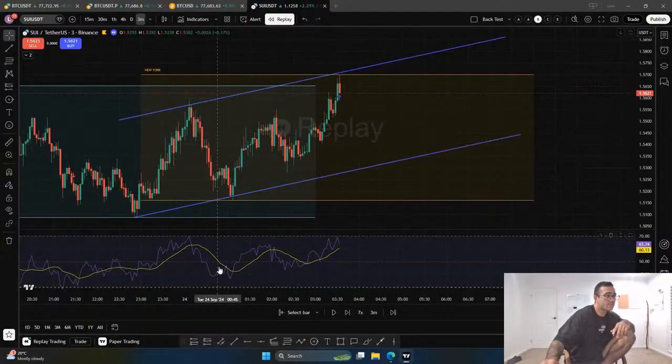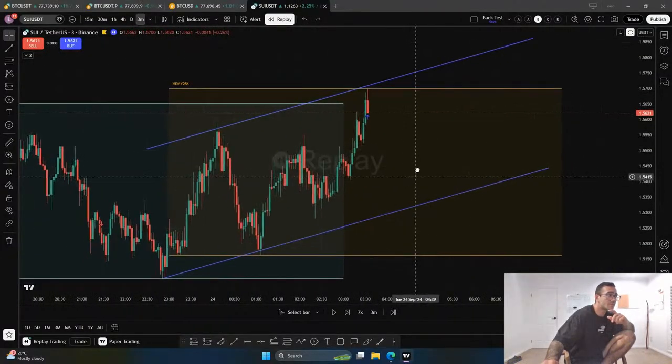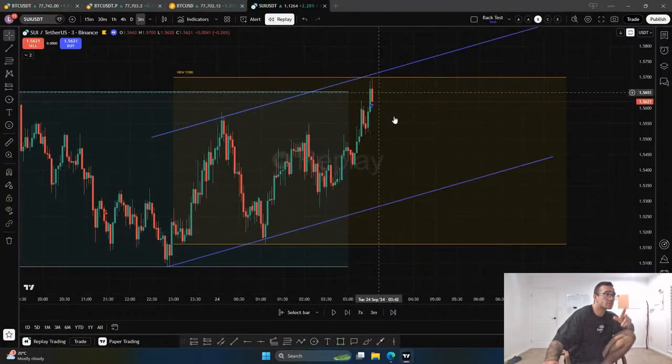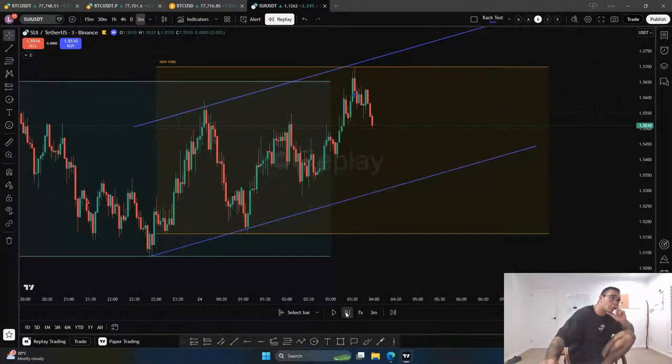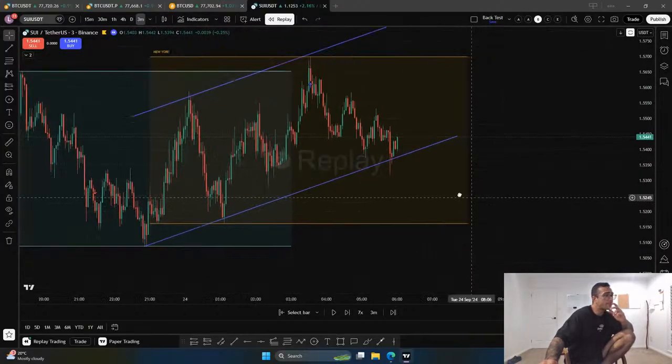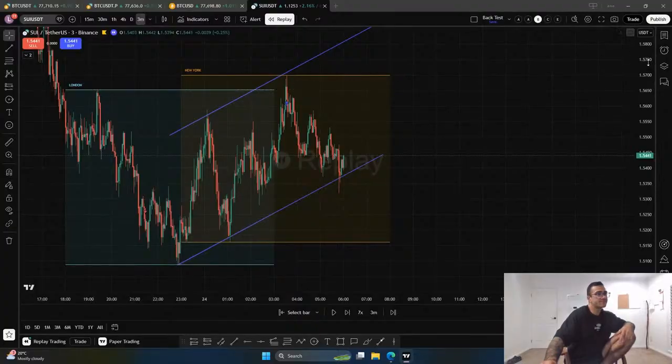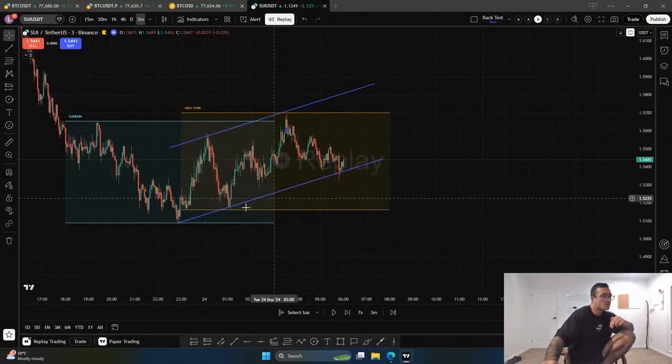So, what am I looking at here? Let's turn the RSI off. Let's focus. So we're at the end of New York session right now, and we're also nearing the top of this trend channel. Cool. All right. So it's doing that. It's a bit of an accumulation phase right now.